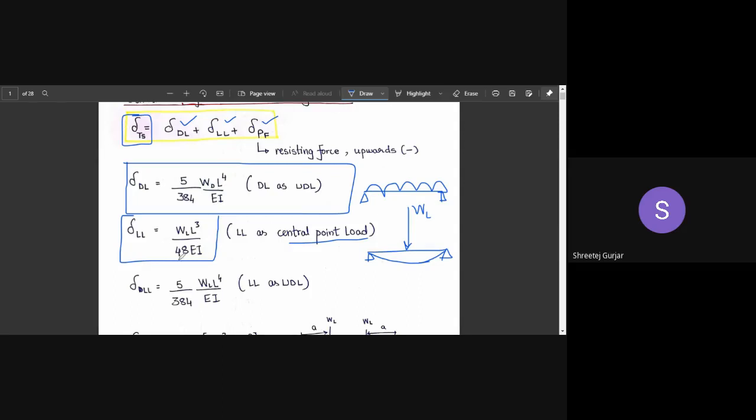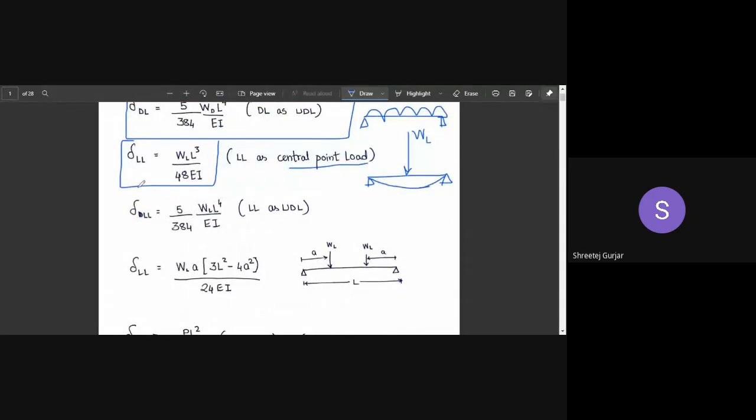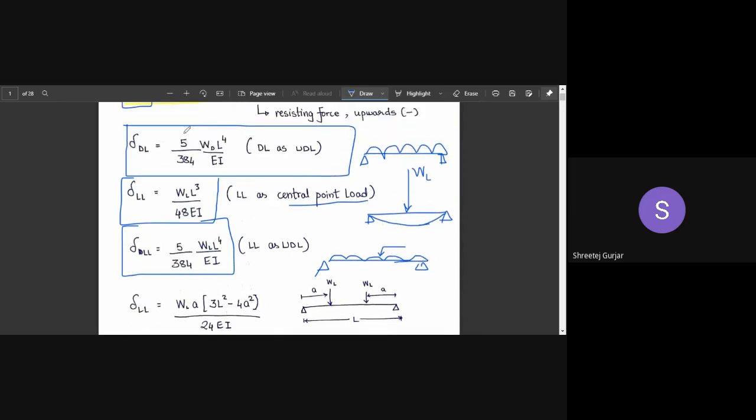Next, if you have a live load which is in the form of a UDL, then the same formula will be applicable: 5 by 384 WL L raised to 4 by EI. Instead of dead load, we will be using live load.